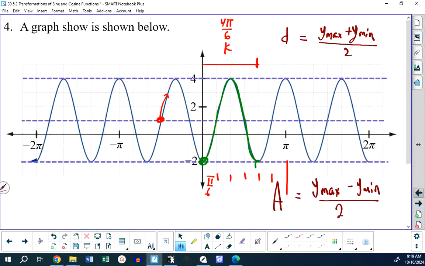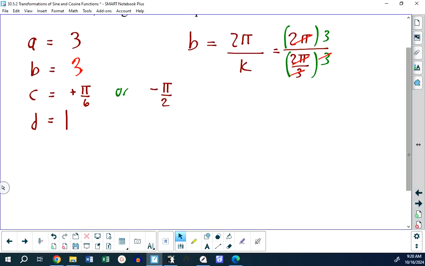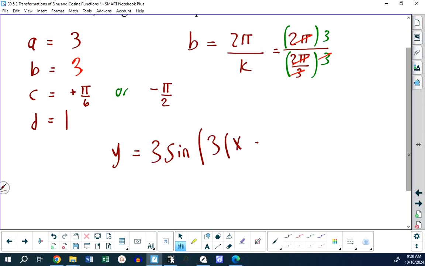Could you have said, and I have no idea why you would want to, I'm going to shift it that? Sure. There are an infinite number of shifts, but usually what we're after is a smaller shift, a minimum shift. So what is the equation for this? It would be y equals 3 sine 3 times x minus c, which is pi over 6, close brackets on the argument, plus 1.